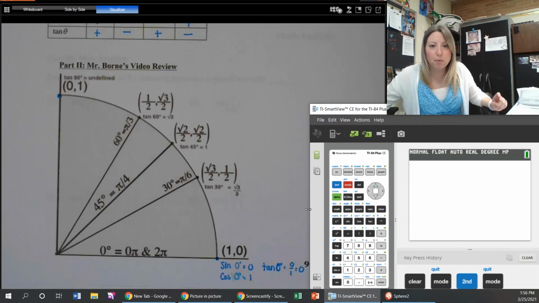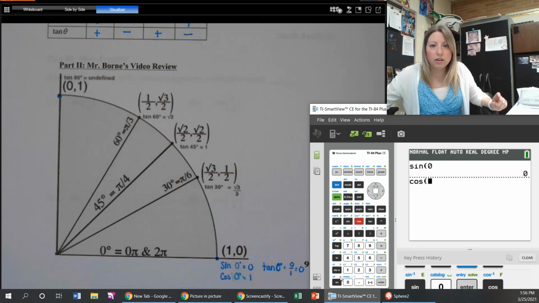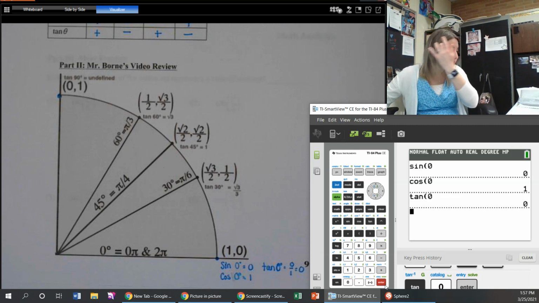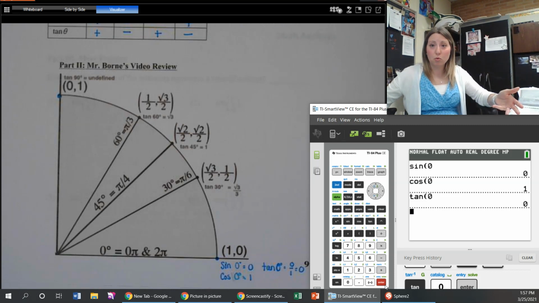Let me just make this a little bit bigger. So you can see I can check sine of 0 is 0. Cosine of 0 is 1. And tangent of 0 is 0 again. So you can check all that in your graphing calculator. We've even looked at those decimal equivalents.